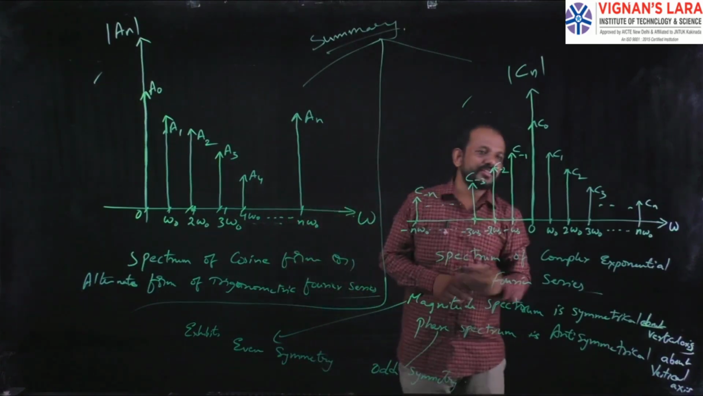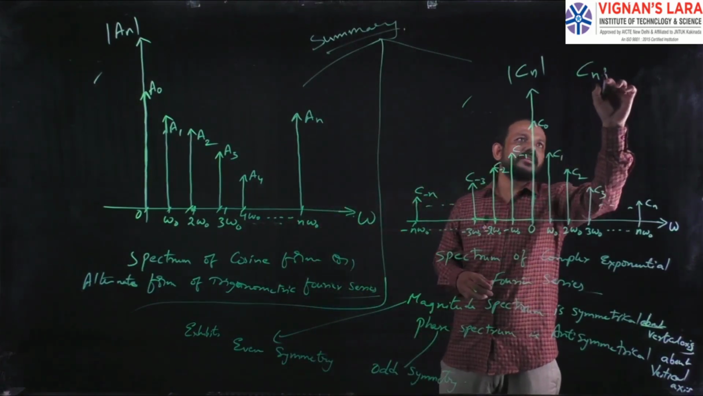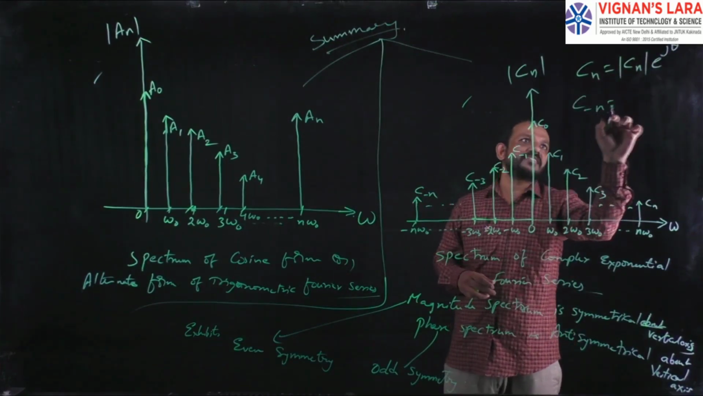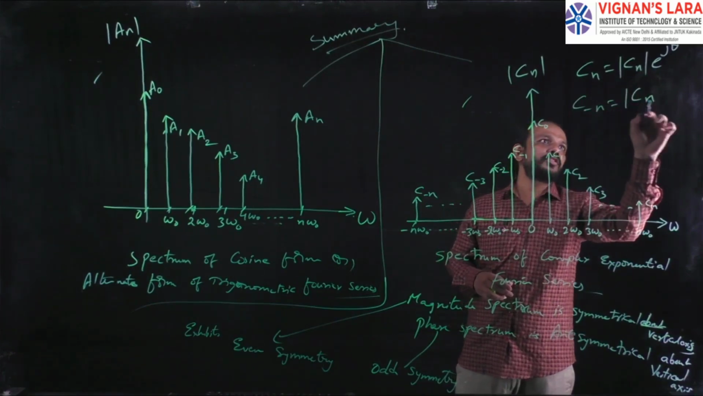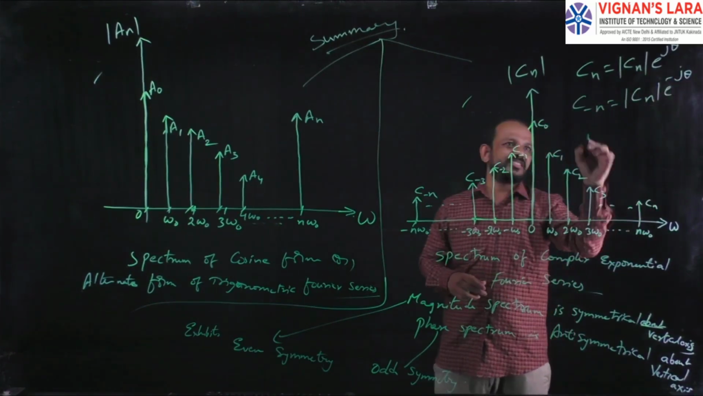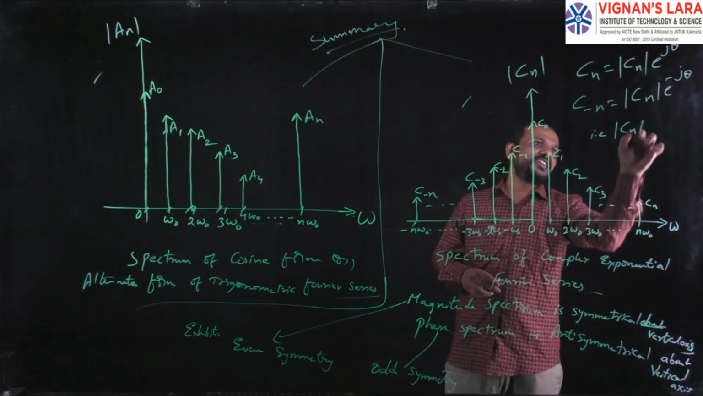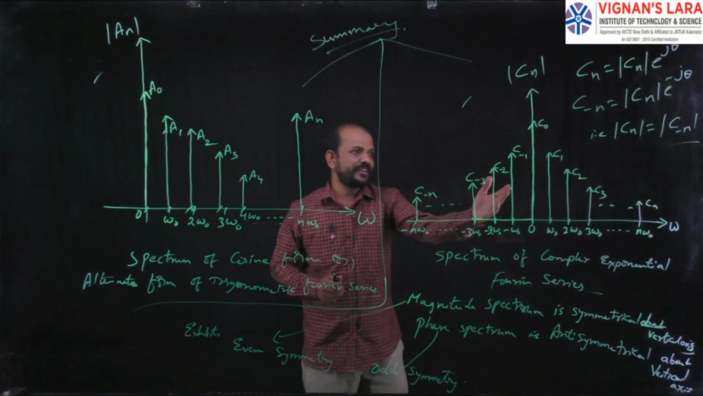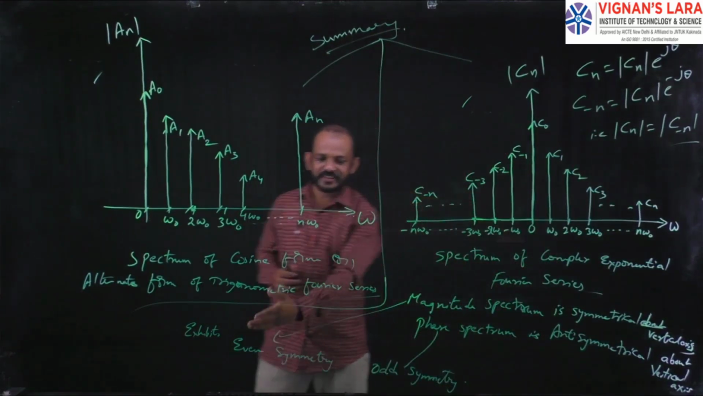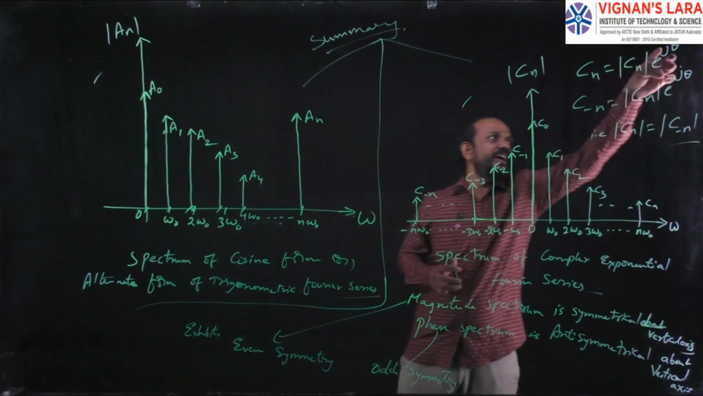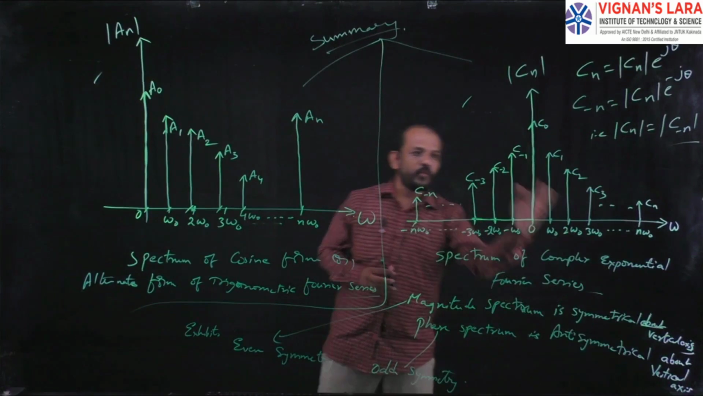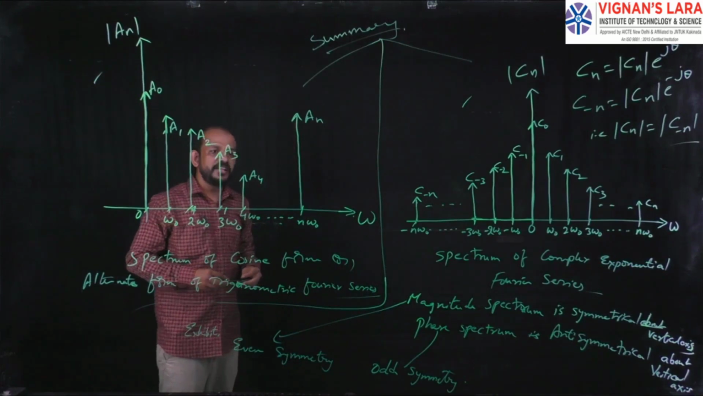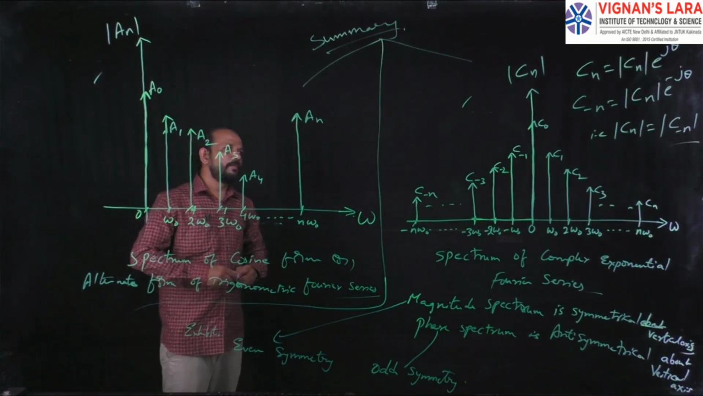There, I considered the values of Cn. Cn is nothing but magnitude of Cn into e power j theta, whereas C minus n is nothing but magnitude of Cn e power minus j theta. Or simply, we can say the magnitude of Cn is the same as the magnitude of C minus n. For that reason, this magnitude spectrum is symmetrical about the vertical axis, that is, it exhibits even symmetry. Whereas the phase spectrum is anti-symmetrical about the vertical axis, that is, it exhibits odd symmetry. So this is completely about the Fourier spectrum, simply the complex Fourier spectrum.